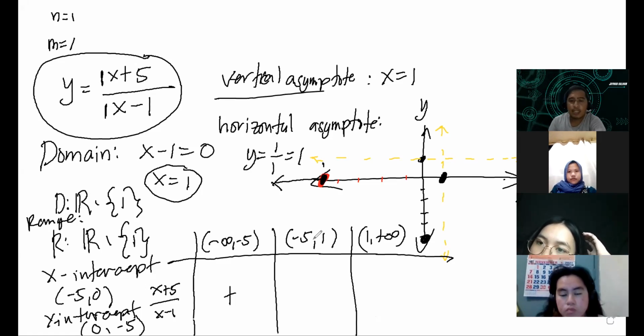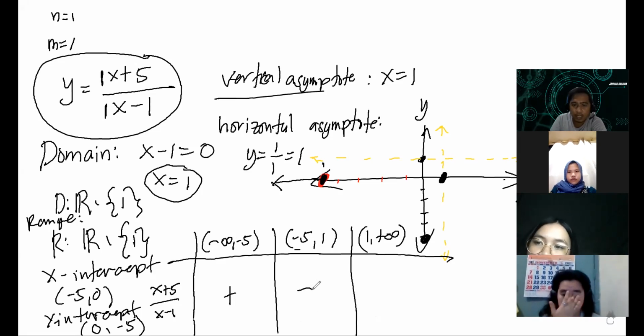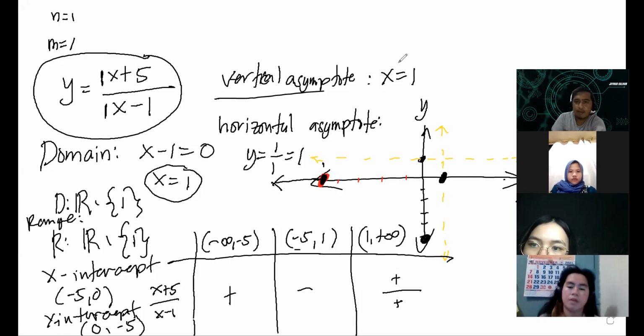Next, let us have one value here. Can you select? 0. When x is 0, 0 plus 5 is positive, right? 0 minus 1 is negative. Positive divided by negative is negative. So this portion is negative. By the way, you may select any value, the result is the same. Okay, here, what is the sign? What value will we use? What do you want? 2. If we select 2, 2 plus 5 is 7, positive, right? Here, 2 minus 1 is also positive. Positive divided by positive is just positive.